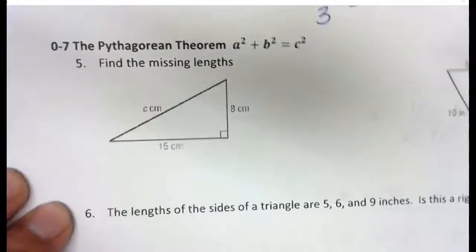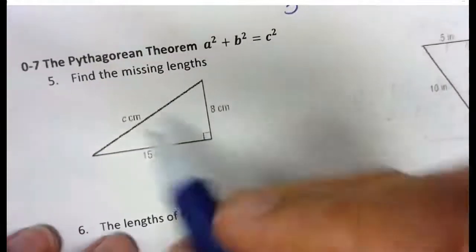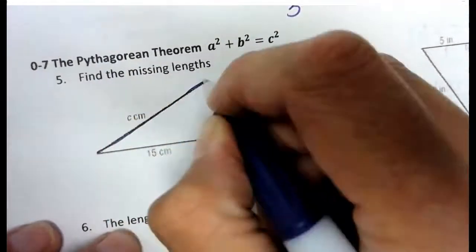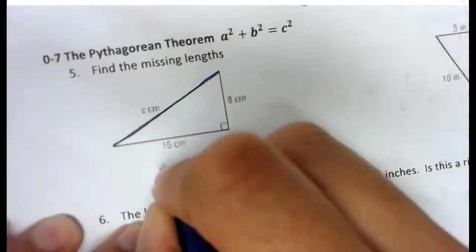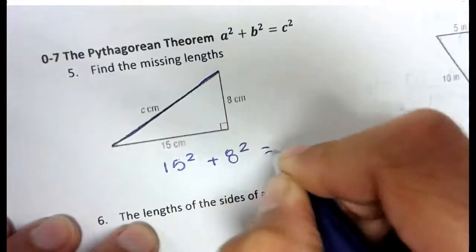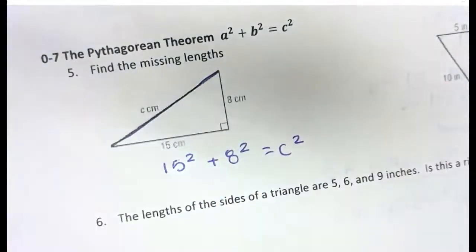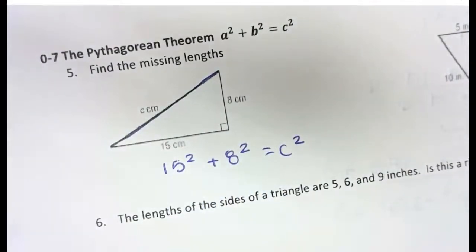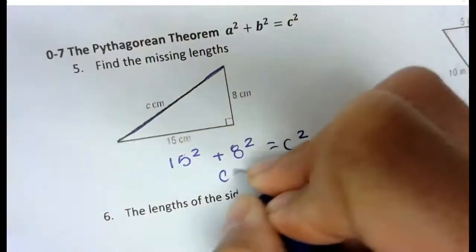In 5, we're using Pythagorean theorem. The missing side is the hypotenuse. So it would be 15 squared plus 8 squared equals c squared. You add your numbers together. So 15 squared is 225, 8 squared is 64. And then you take the square root of that, and you get 17.